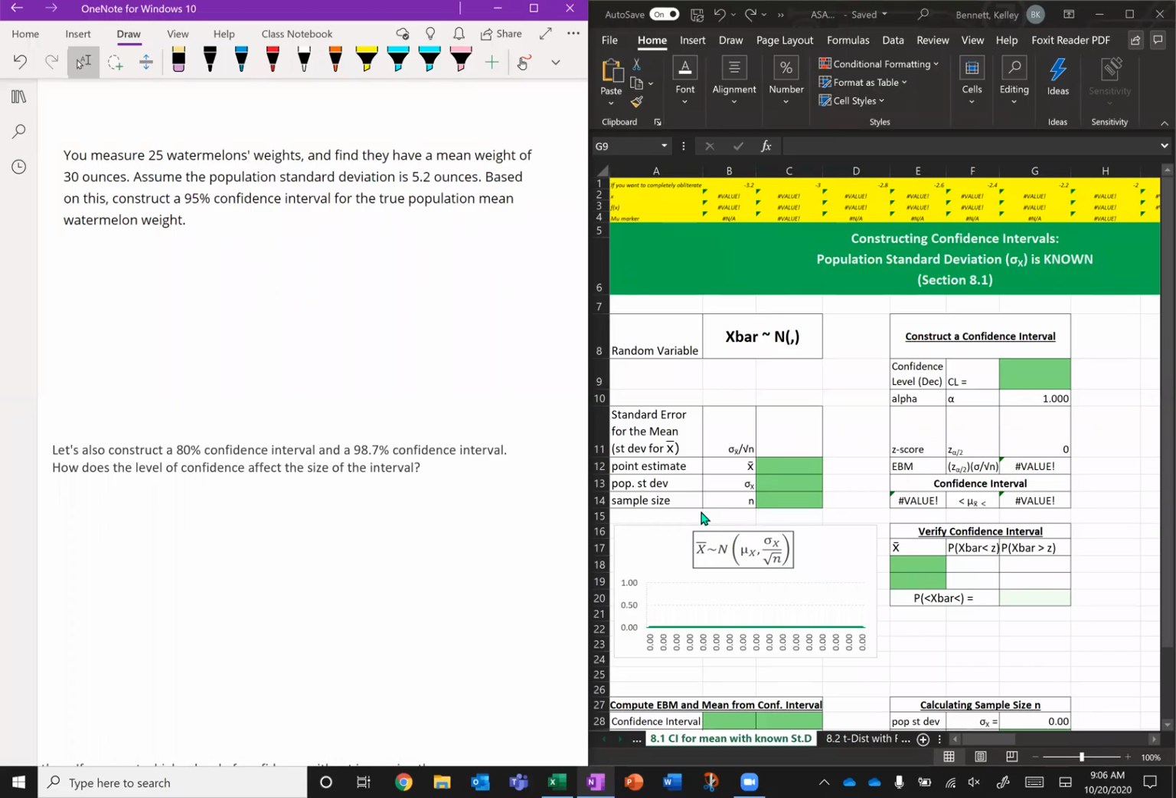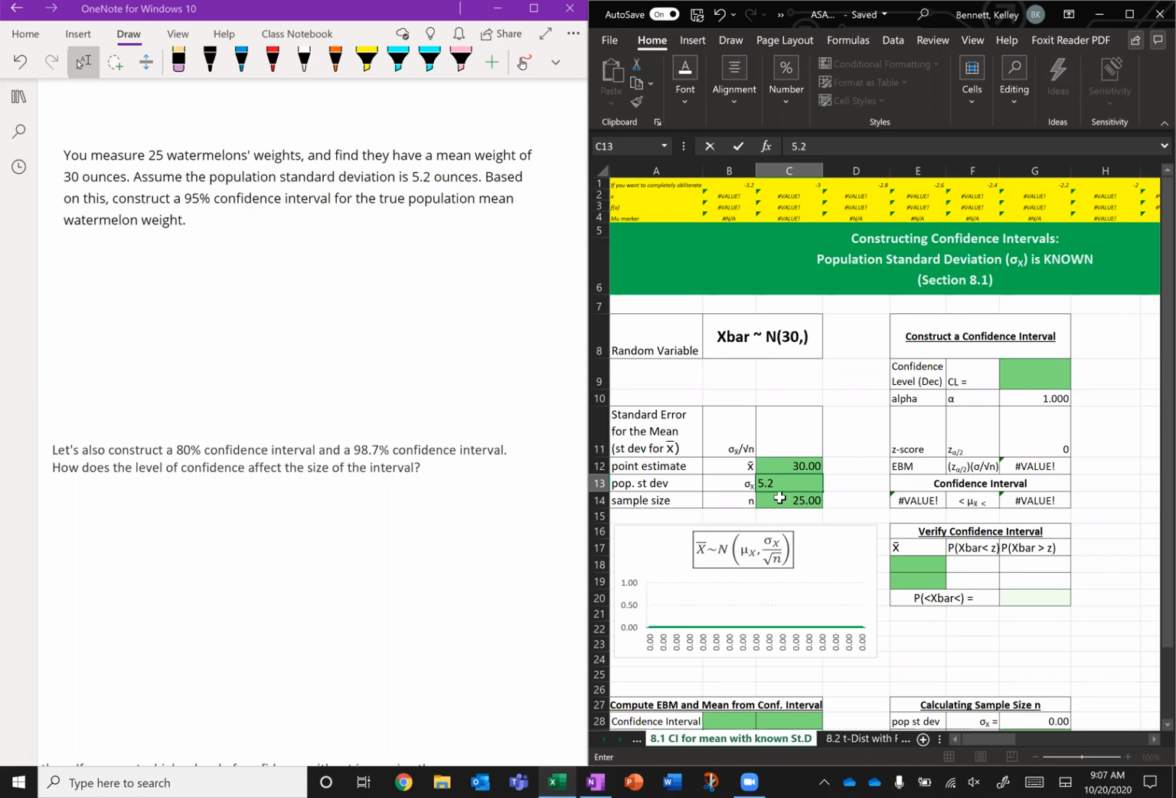All right, so in this next example, we're going to measure watermelons. So we've got 25 watermelon weights, and we find that they have a mean weight of 30 ounces. So 25 is my sample size. I'm going to go ahead and put that in here. I find that they have a mean weight of 30 ounces. So that's going to be my point estimate x bar. And we're given that the population standard deviation is 5.2 ounces.